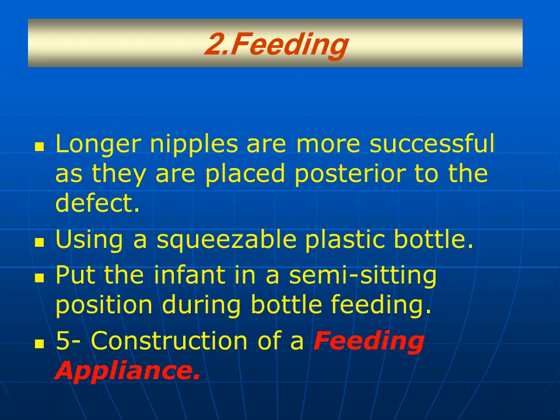In all cases, we have to use a squeezable plastic bottle so we can press on the bottle to provide some milk, wait for a while, and then give another dose of the milk and so on. We have in all cases to put the infant in a semi-sitting position during bottle feeding. Lastly, we will construct a feeding appliance to help this child to feed normally.